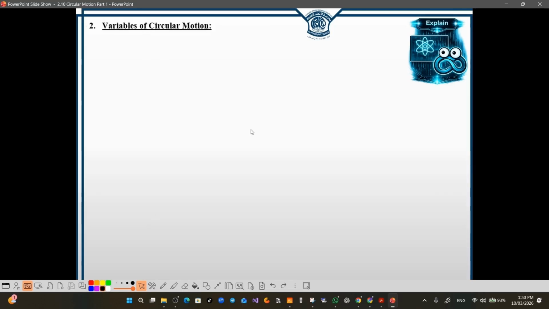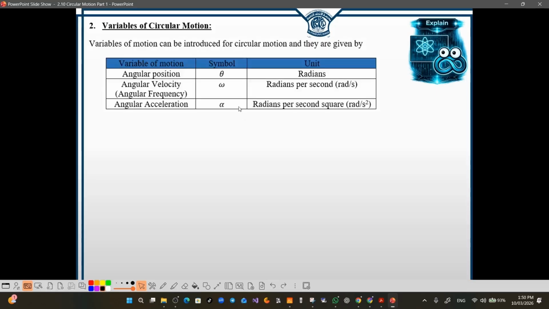So let's start with the variables of circular motion. Now we're going to update our variables to include variables related to the angle. We will call them the angular terms. For the angular terms, we have the angular position theta in radians, the angular velocity omega in radians per second, and the angular acceleration alpha, which is in radians per second squared. So theta, omega, and alpha.